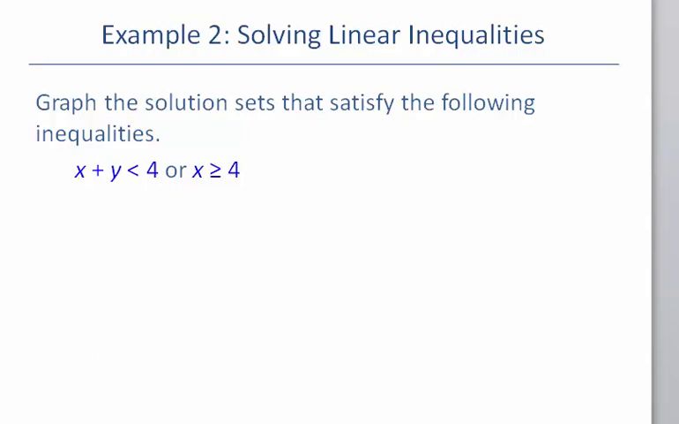We'll now continue with section 2.5, discussing linear inequalities in two variables. We'll look again at a specific type of example, that where we have two linear inequalities joined by the word or. So let's recall that the word or means essentially the union of the two sets.